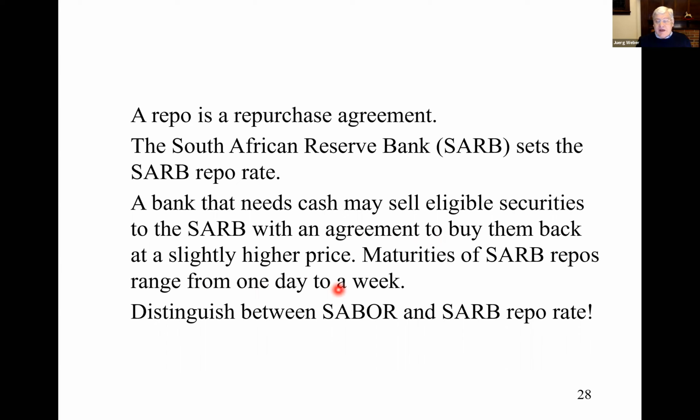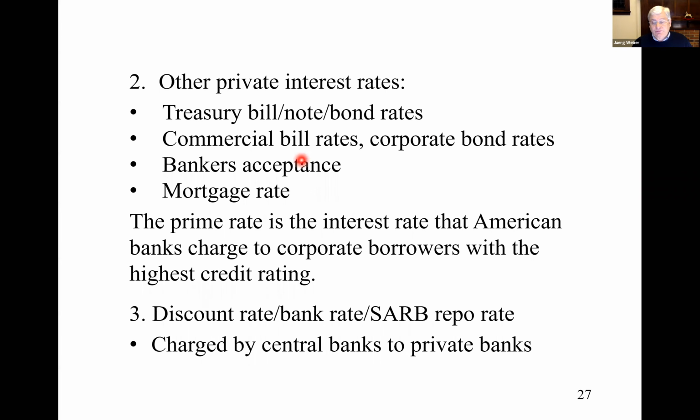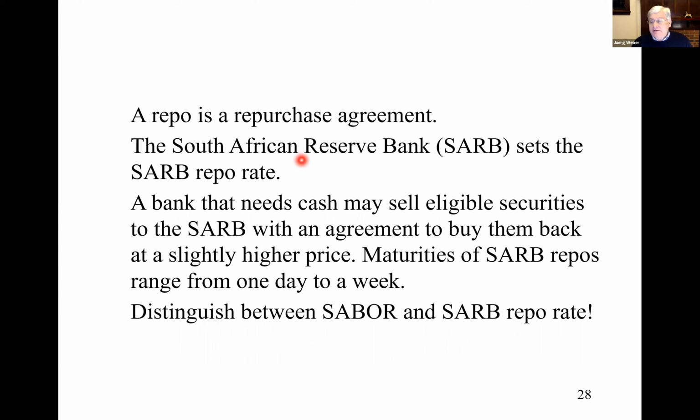So distinguish between the SABOR and the SARB repo rate. SABOR is actually the interbank rate between private banks, the private credit market for a 1-day loan, the South African benchmark overnight rate. That's SABOR. The SARB repo rate, that's the repurchase rate, when a bank borrows from the Reserve Bank. That's an official rate, for a 1-day loan or maybe a loan for 1 week when a private bank borrows money from the Reserve Bank.